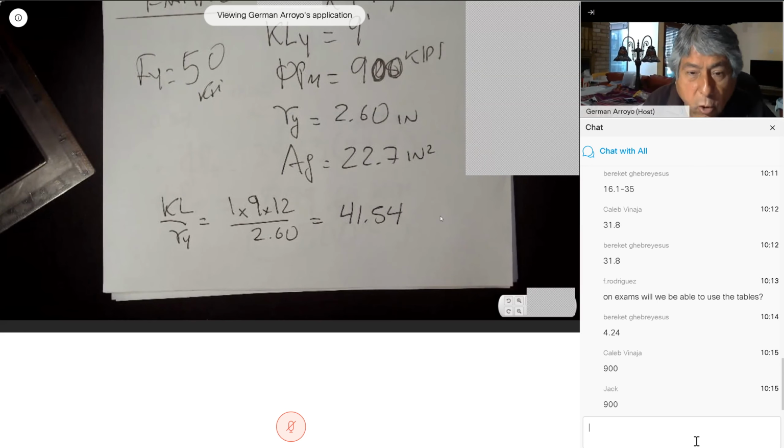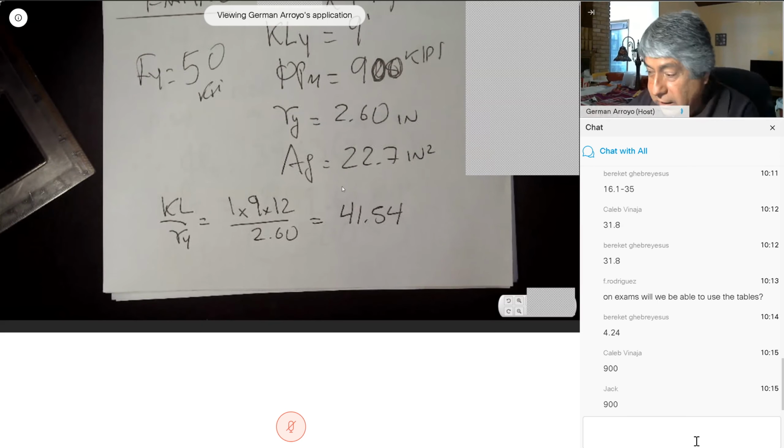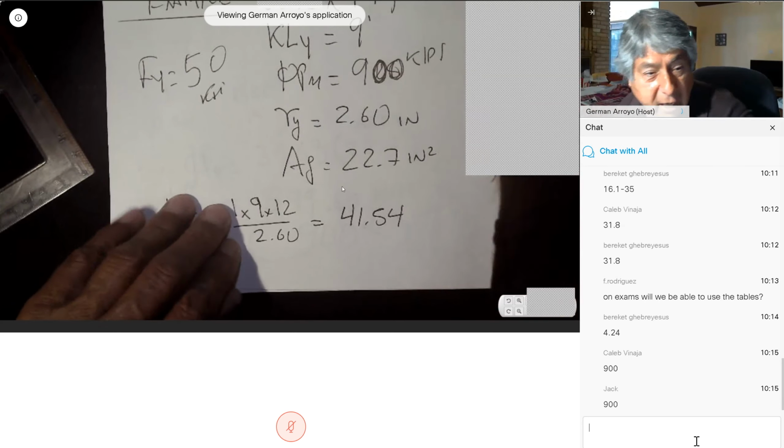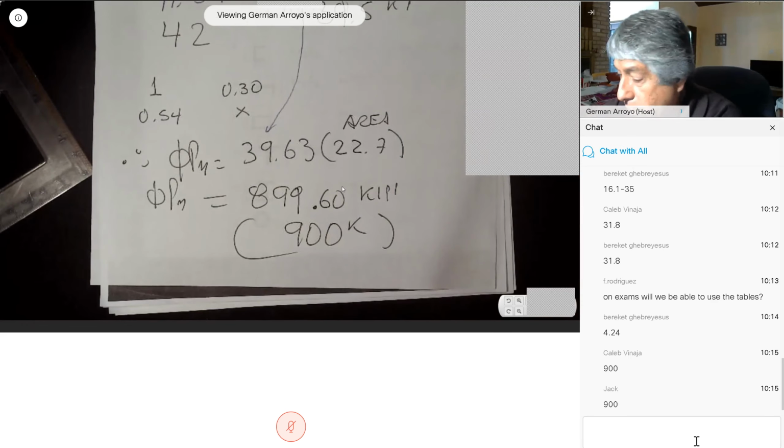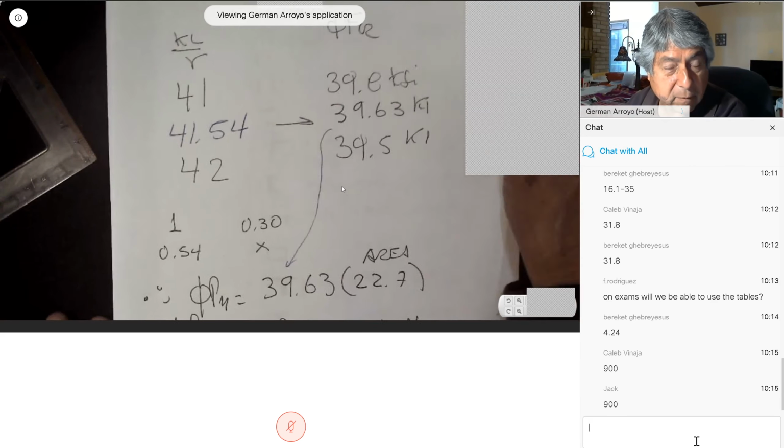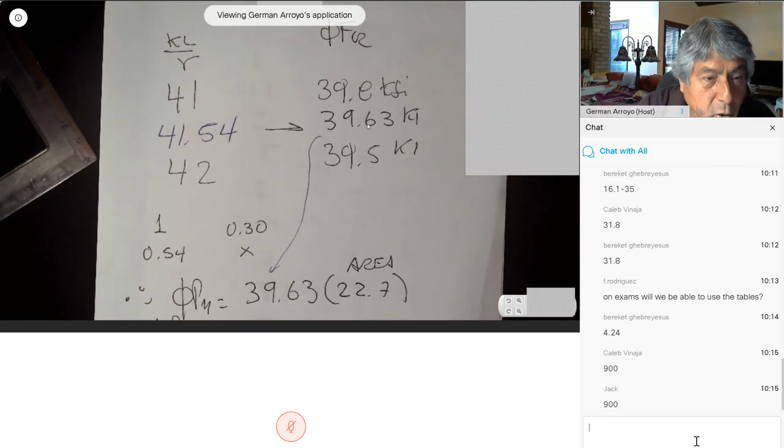So I want you to go to the table at the end of chapter 4, the table that we just used. And between 41 and 42, we're going to interpolate. And the value is going to be almost in the middle because it's 0.54. But go to the tables at the end of chapter 4, and for K over Ry, for K over R, I want you to find these values. For FY 50, go to the end of chapter 4.